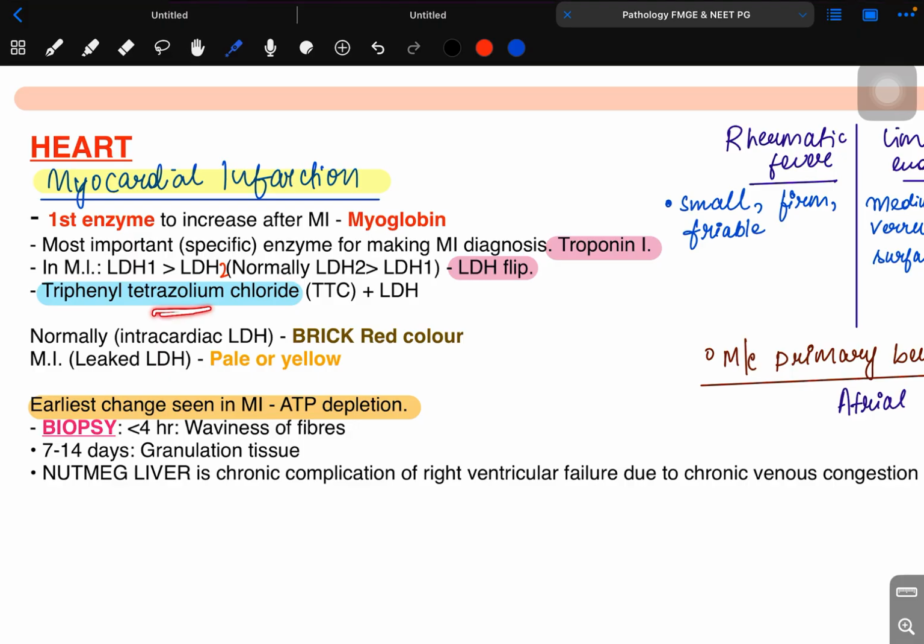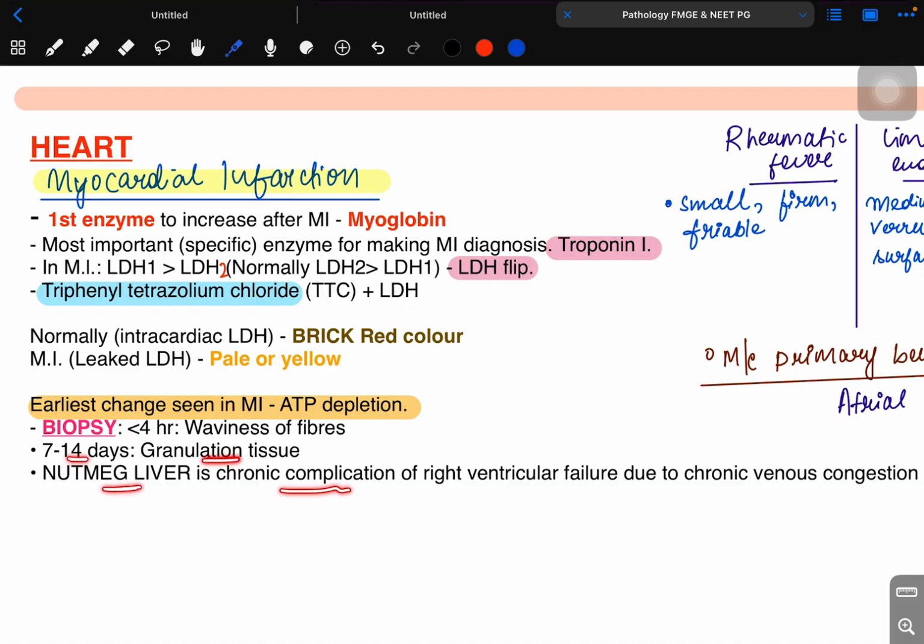Triphenyl tetrazolium chloride is positive for LDH. Normally intracardiac LDH will give color to triphenyl tetrazolium chloride. What color? Brick red color. If the myocardium is infarcted and LDH has leaked, it will give a pale or yellow color. If it is intracardiac, brick red color. Earliest change to see in MI is ATP depletion. In biopsy, if it is less than 4 hours, it will give waviness of the fibers. If it is 7 to 14 days, it will show granulation tissue.